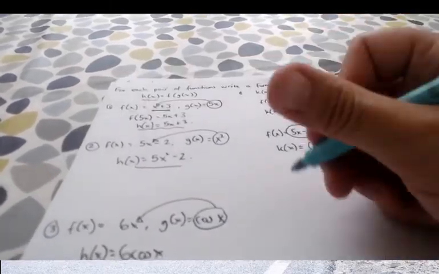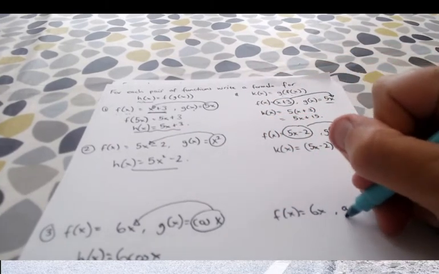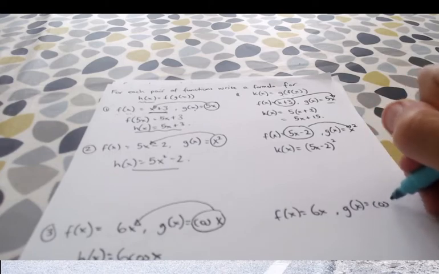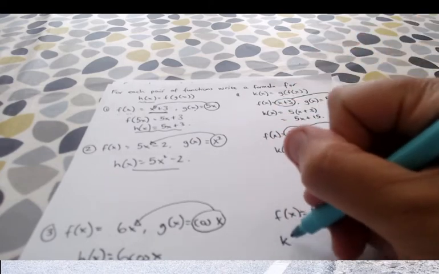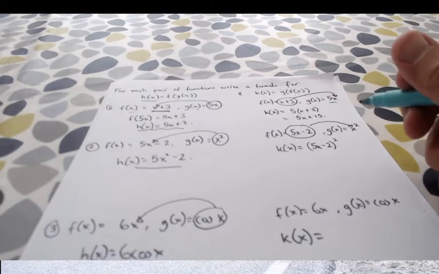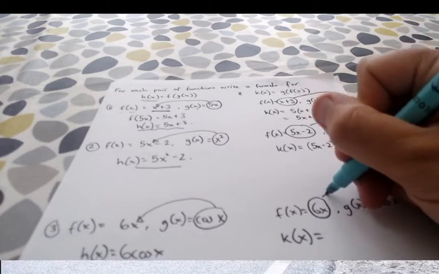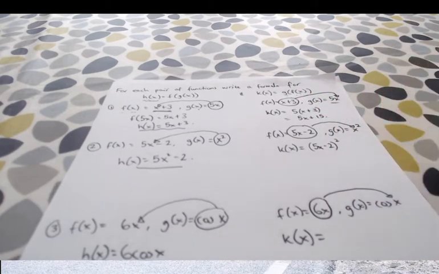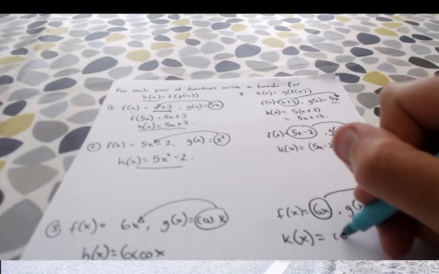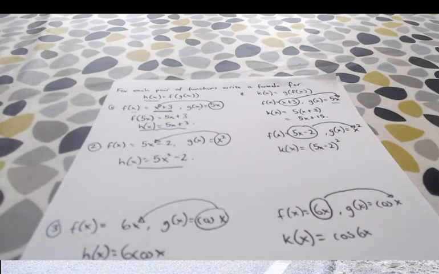Number 3. We had f of x equal to 6x and g of x equal to cos x. We're going to work out k of x, which remember is g of f of x. So that's the bit in the bracket, so it goes in the circle and it arrows over and replaces the x in the other part. So this would give me cos, no longer x, cos 6x.